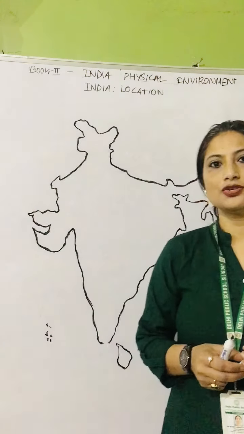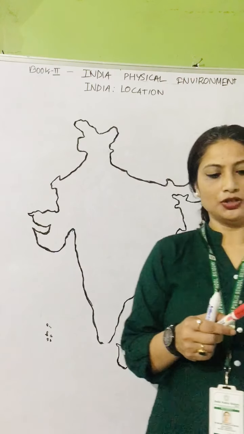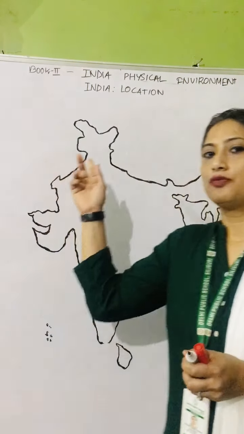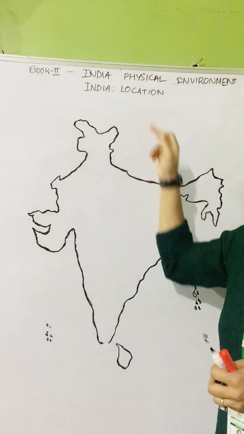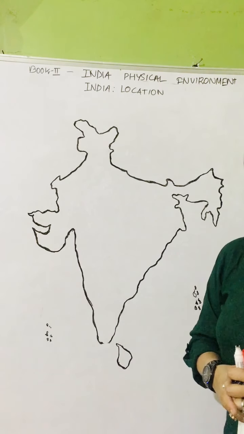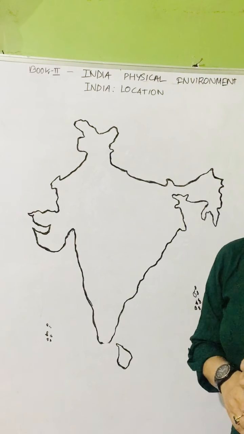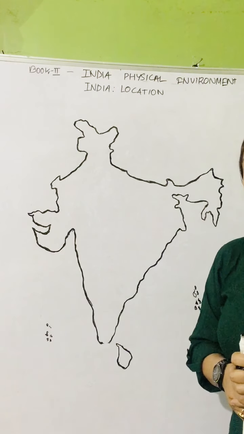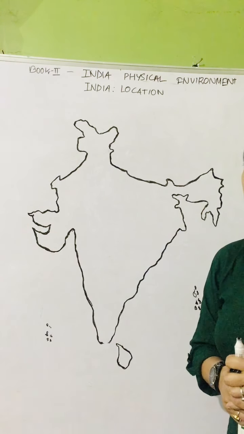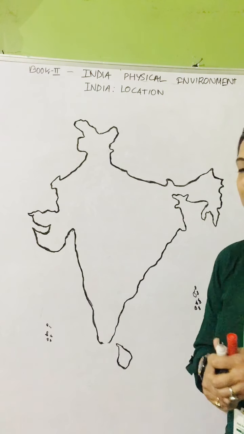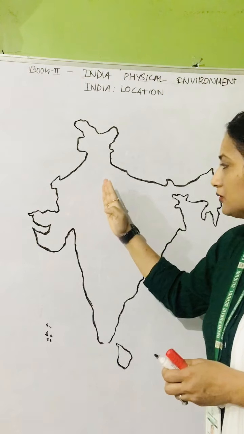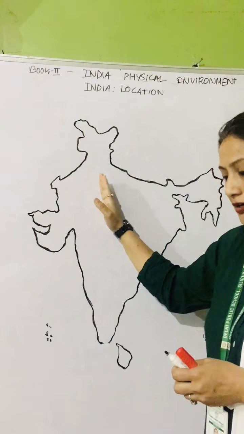Good morning, students. Yesterday we had a session, the first session for the chapter India Physical Environment, that is India Location. And in the last class we saw what a latitude is, what a longitude is, and how latitudes and longitudes are drawn on the surface of the earth, and how it affects a country. Now today we are going to talk about the extension of our country.